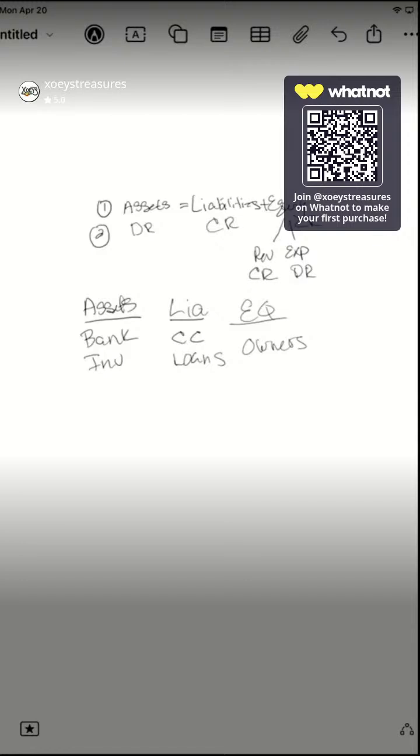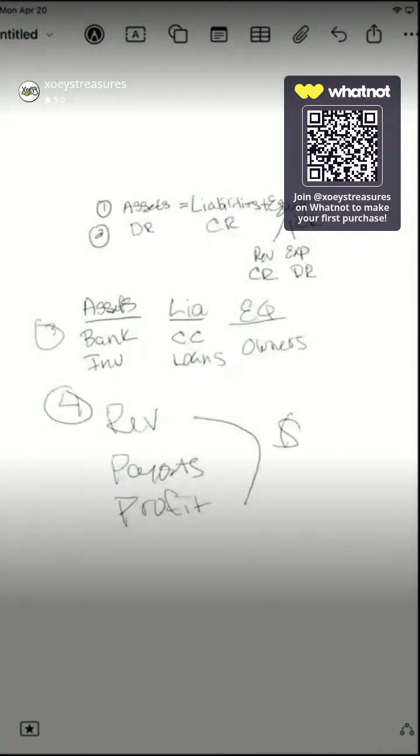So this is the money you put in, and the money you take out is your equity. That was in week 3. And then we went on to talk a little bit about revenue and the difference between revenue, payouts, and profit. So your revenue is what you earn when you make a sale. This is all the same dollars, but they happen at different times.